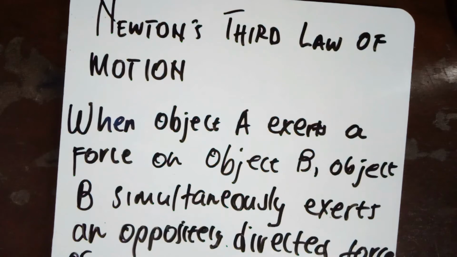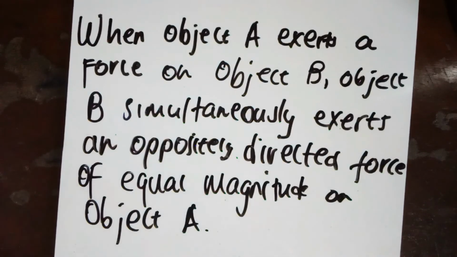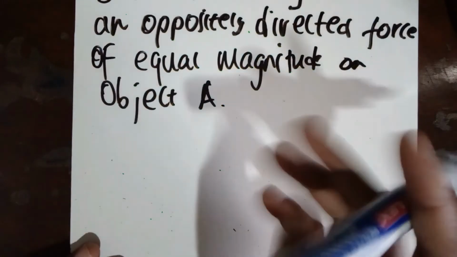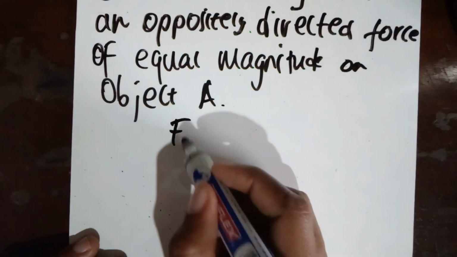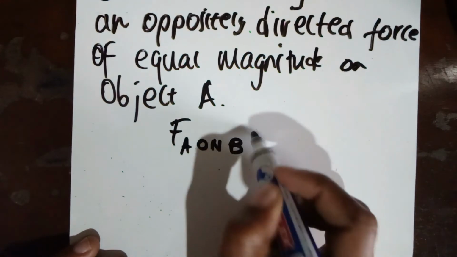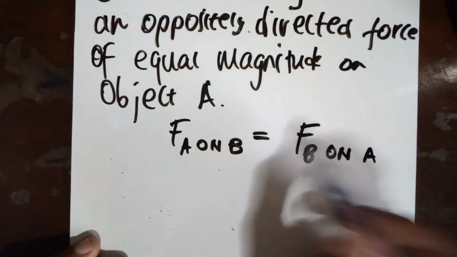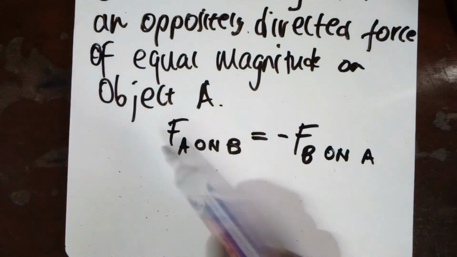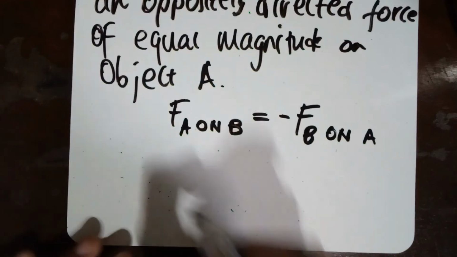So Newton's third law of motion says when object A exerts a force on object B, object B simultaneously exerts an oppositely directed force of equal magnitude on object A. So you have two objects exerting a force on each other. The force of A on B will be equal to the force that B exerts on A, and the only difference will be their direction. So this one will be negative and the other one will be positive. And we call these forces action-reaction pairs.